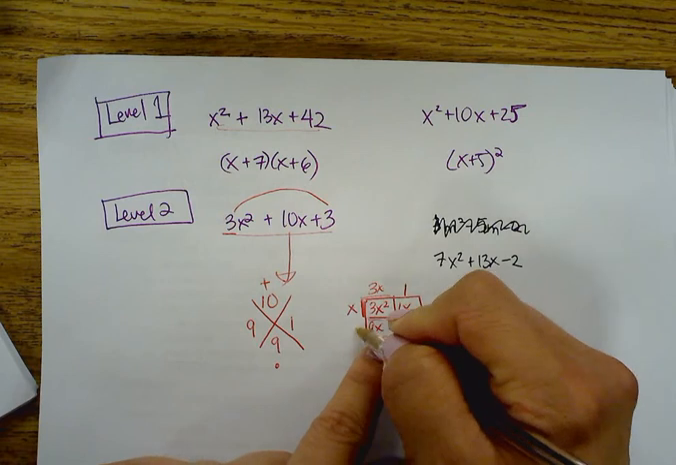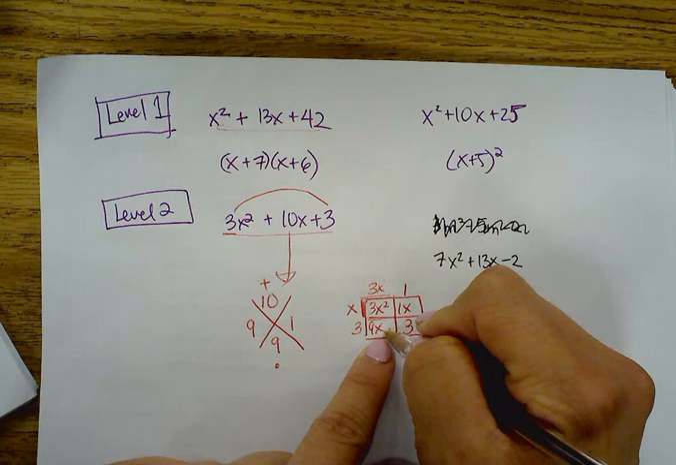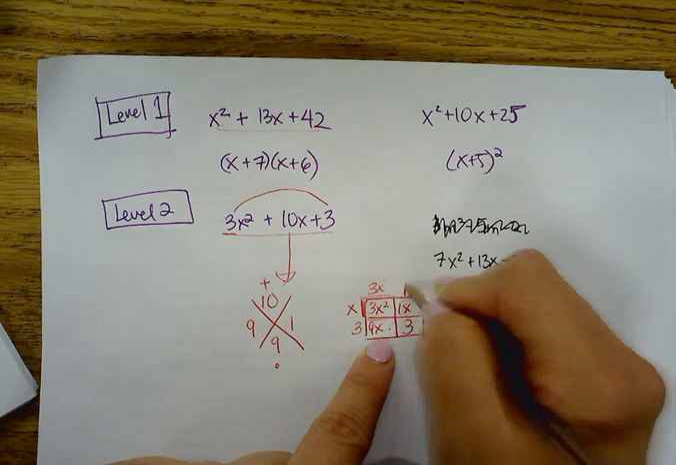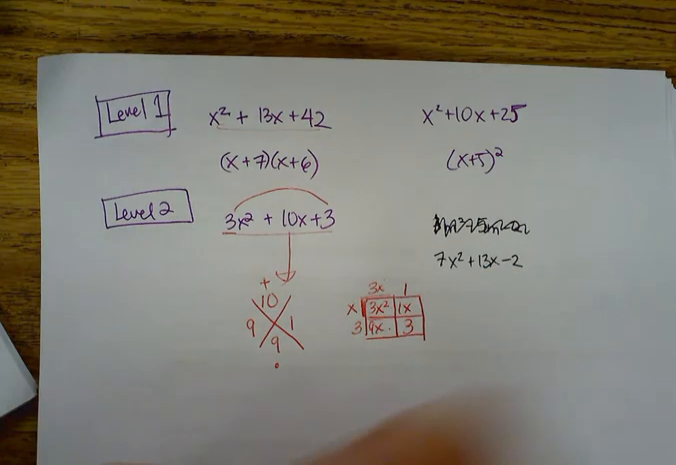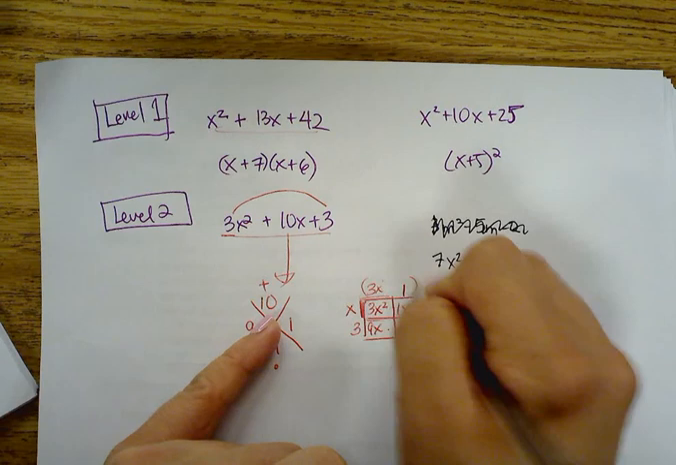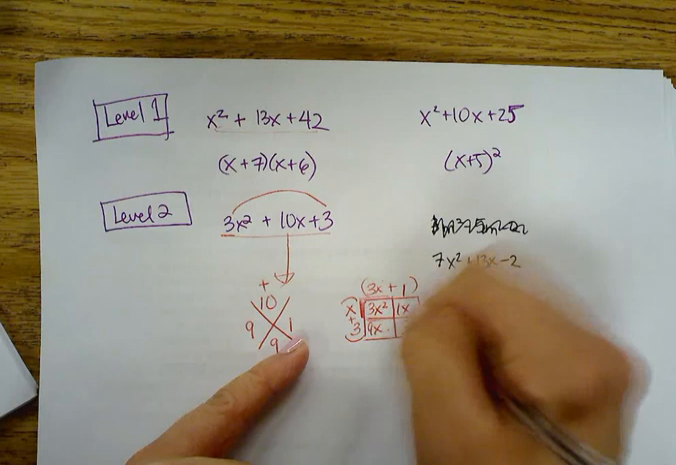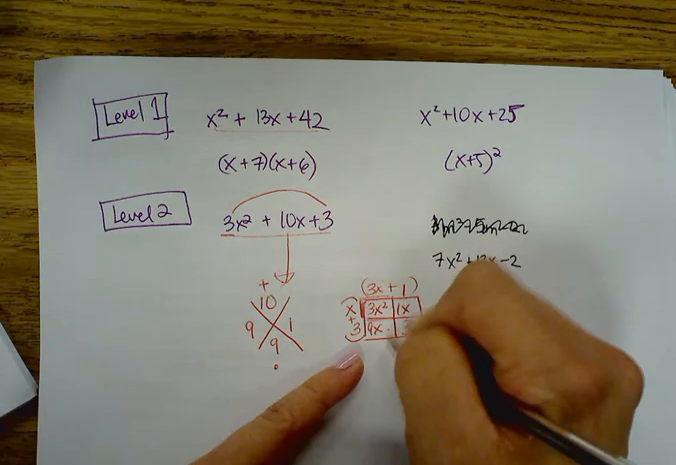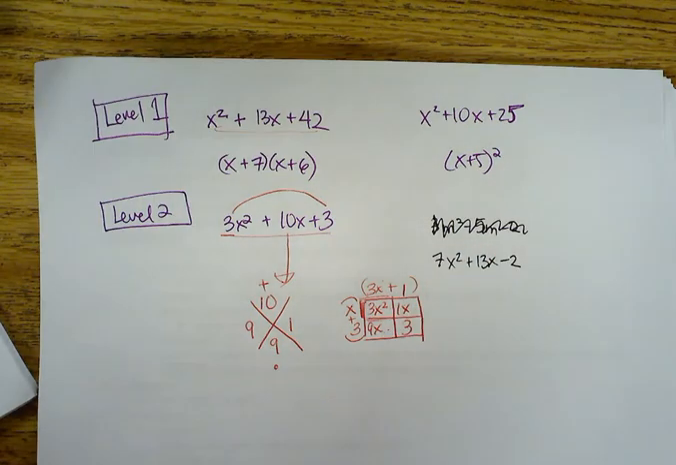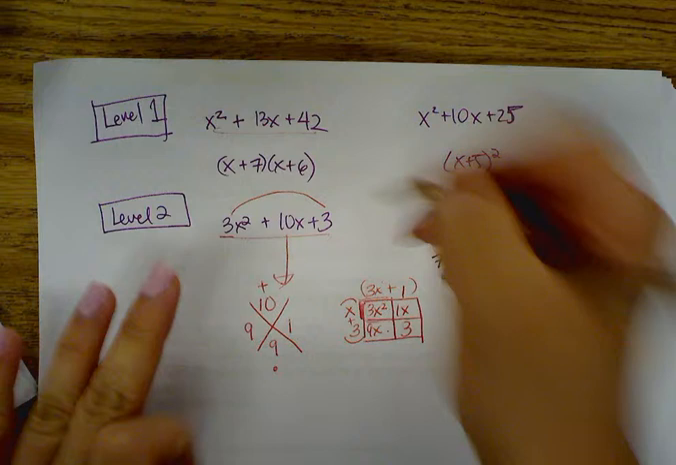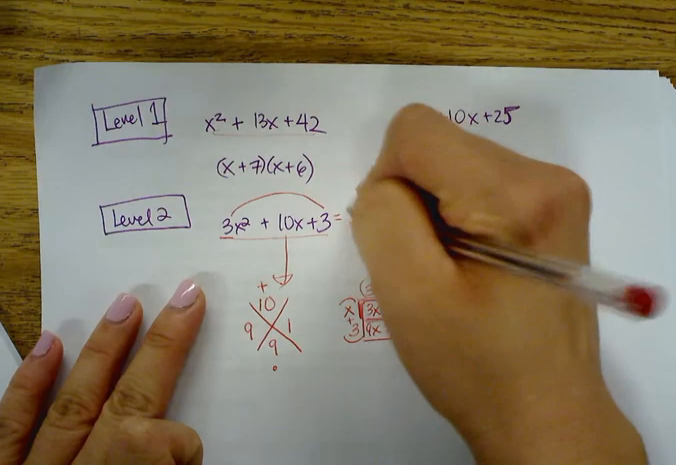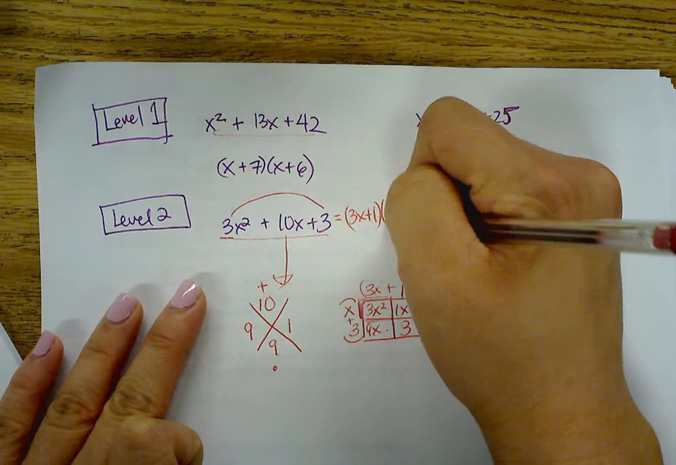To find the area of this box, it's 3x times what? 3. You see that? 3 times 3x gives you 9x. And then 3 times 1 is 3. So that tells me that if this side is 3x plus 1, and this side is x plus 3, the area of the whole thing will be 3x squared plus 1x plus 9x plus 3, which gives you that. So that tells me this factors to the quantity 3x plus 1, times x plus 3.